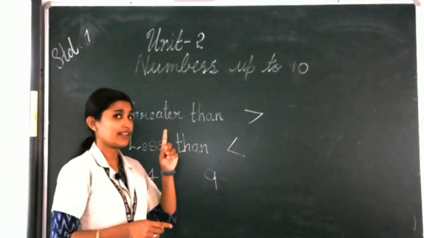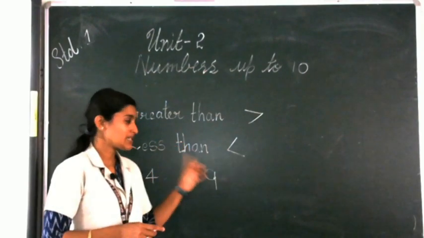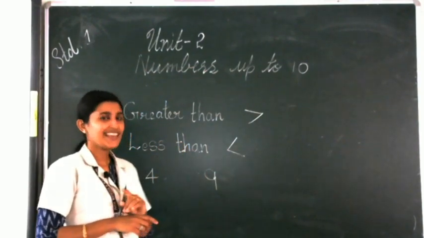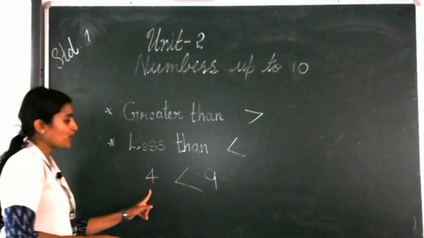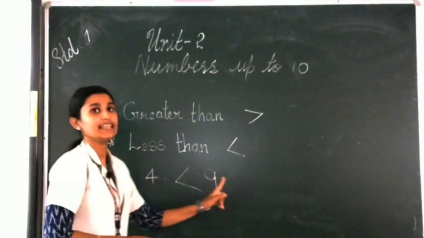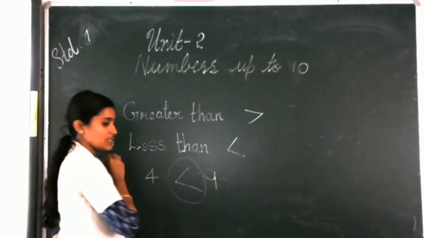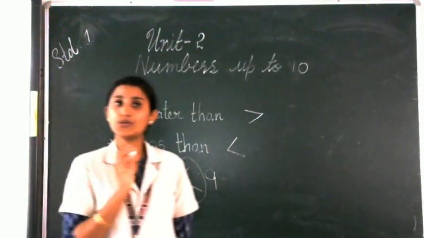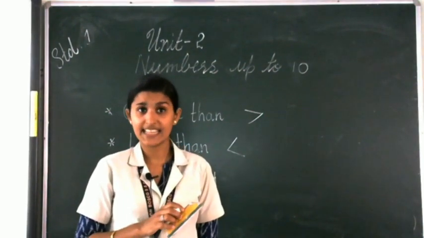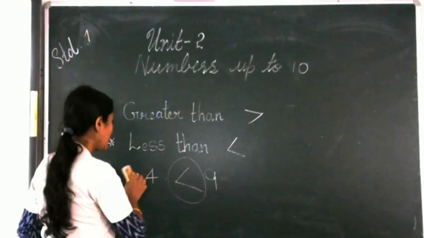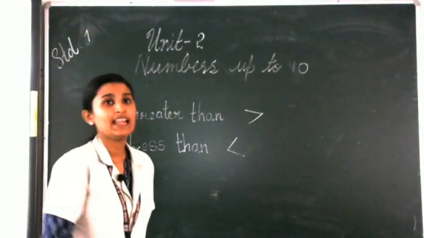You know one thing, no? The crocodile wants to catch the bigger number, no? So which is the bigger number here? Yes, 9. So we say that 4 is less than 9. So this is the symbol of less than. So we have studied 2 things. What are the 2 things? Greater than and less than, no? Yes, very good. So we have studied 2 concepts, greater than and less than.